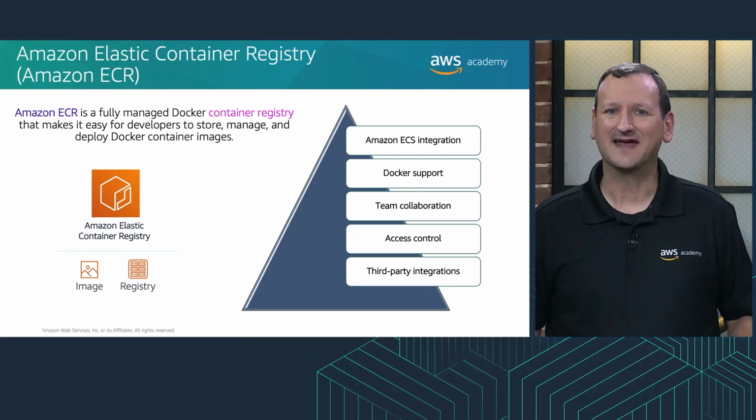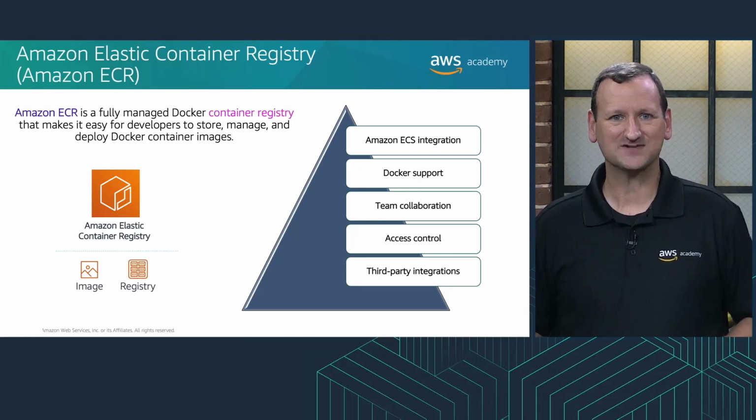When you specify the Amazon ECR repository in your task definition, Amazon ECS will retrieve the appropriate images for your applications. Amazon ECR supports team collaboration, access control, and third-party integration. And it's also possible to use Amazon ECR images with Amazon EKS.